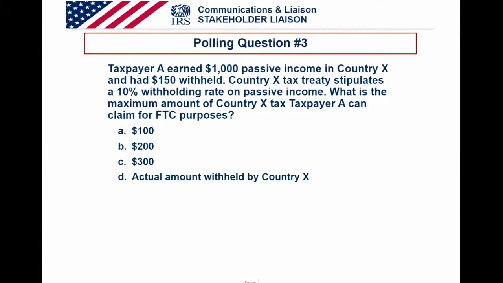Taxpayer A earned $1,000 in passive income in country X and had $150 withheld. Country X's tax treaty stipulates a 10% withholding rate on passive income. What is the maximum amount of country X tax that taxpayer A can claim for foreign tax credit purposes? Answer A for 100, B for 200, C for 300, or D, actual amount withheld by country X.